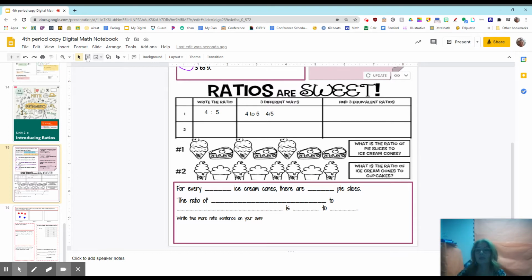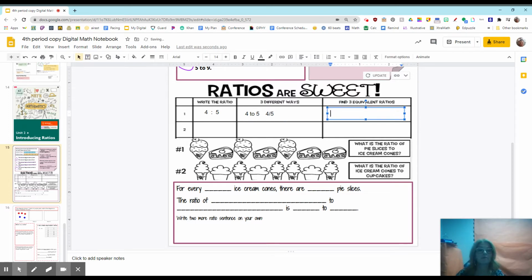Equivalent ratios mean you take all of your parts of your ratio and you either double them or triple them, multiply by a number. So if I double 4, that would give me an 8. If I double the 5, that would give me a 10. You need 2 more additional ratios because you need a total of 3. You can double these numbers, triple these numbers, multiply. Just remember, you have to multiply the 4 and the 5 by the same number.